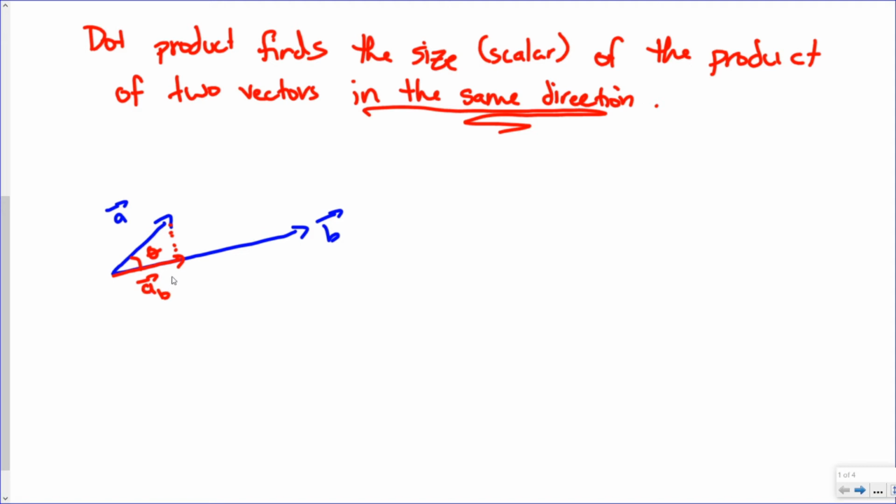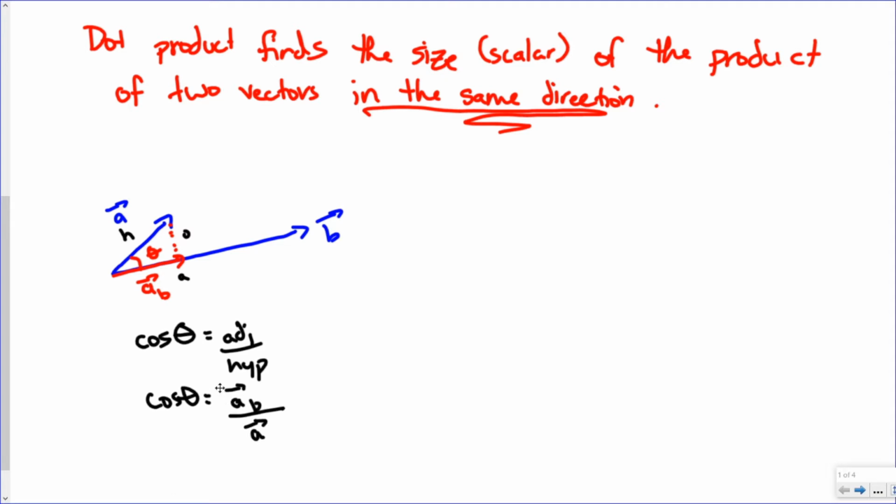So let's see, how do I actually calculate what A sub B is? Well, if here's theta, this would be, let's use a different color. Here is your 90, so this would be the hypotenuse, this would be the opposite, this would be the adjacent. So adjacent and hypotenuse is cosine. So cosine of theta equals adjacent over hypotenuse. So we have cosine theta. The adjacent side was that A sub B, and the hypotenuse is just A.